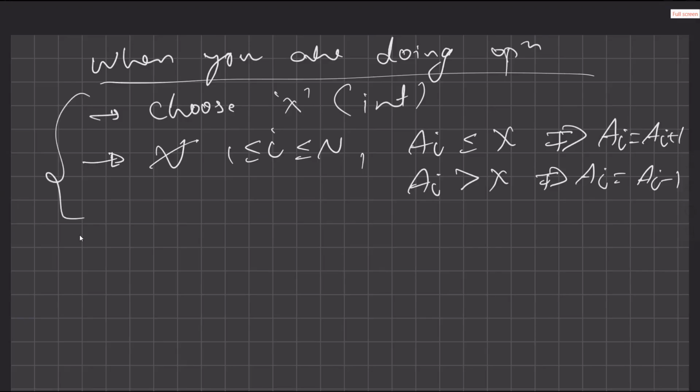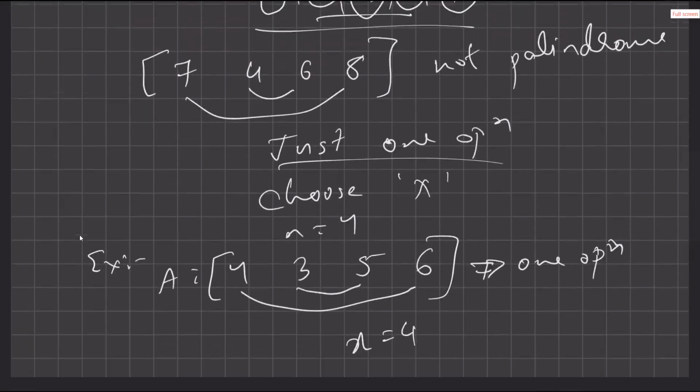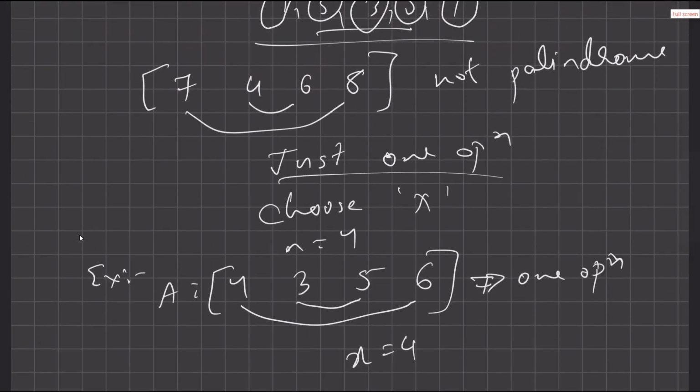Okay, I think I've understood. So when you're doing the operation, first thing first, you have to choose x, and after choosing x, you need to do these two operations. I mean, for all elements of the array, you have to make sure these two conditions hold good, and you'll be doing the update operation. Okay, so now since we are doing one operation in this example, and as said for simplicity, we are choosing x equals to 4. For each element, we will be doing the operation.